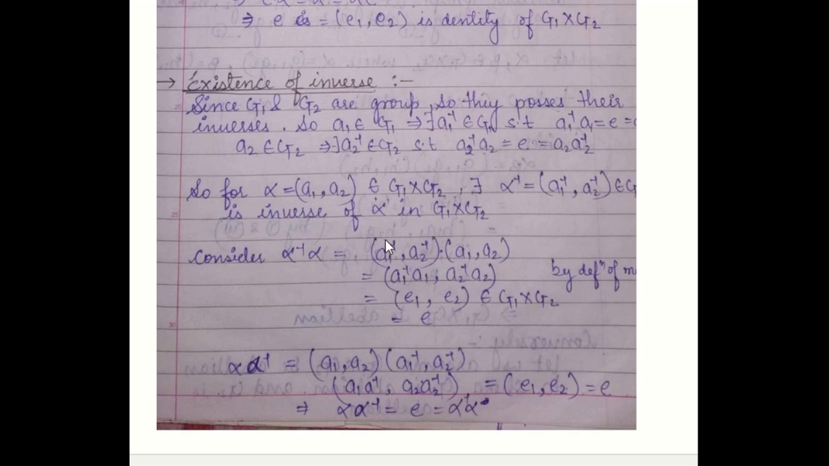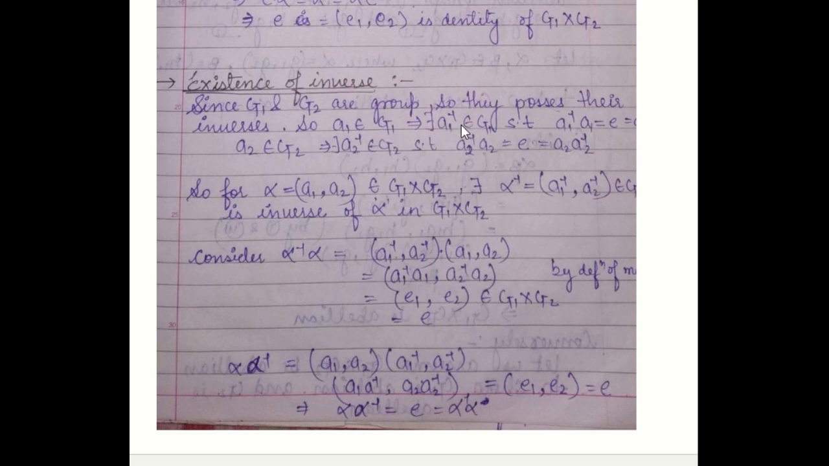So for this, we have to multiply alpha inverse on the left and right, and we have to prove it will be equal to identity. So now consider alpha inverse into alpha, and this will be equal to (A1 inverse, A2 inverse) dot (A1, A2). By the definition of the product which we have already defined, we can have A1 inverse into A1, A2 inverse into A2.